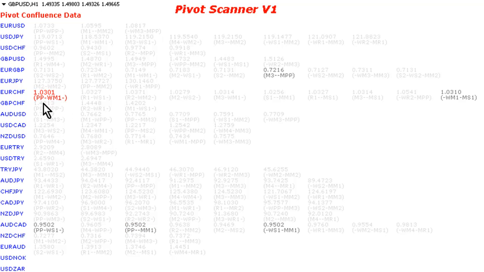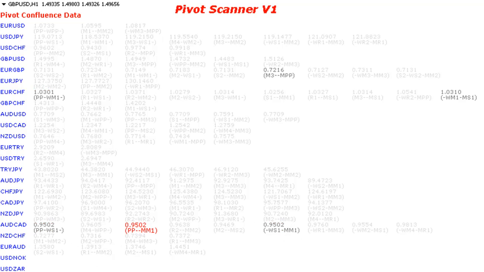And every time price action is within a range of these confluence levels, you'll see the actual level being highlighted in red and also enlarged, the font gets enlarged. So we can see here these levels are all being hit. So you've got Euro, Swiss franc, and Aussie Canadian dollar, where price action is currently within those levels.